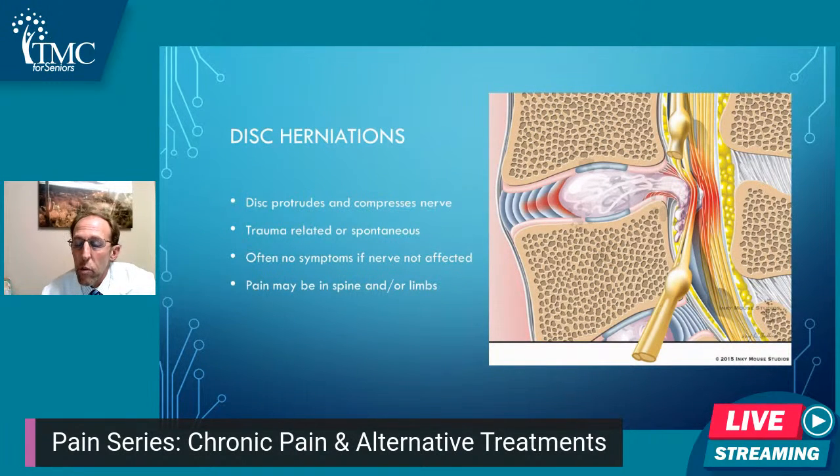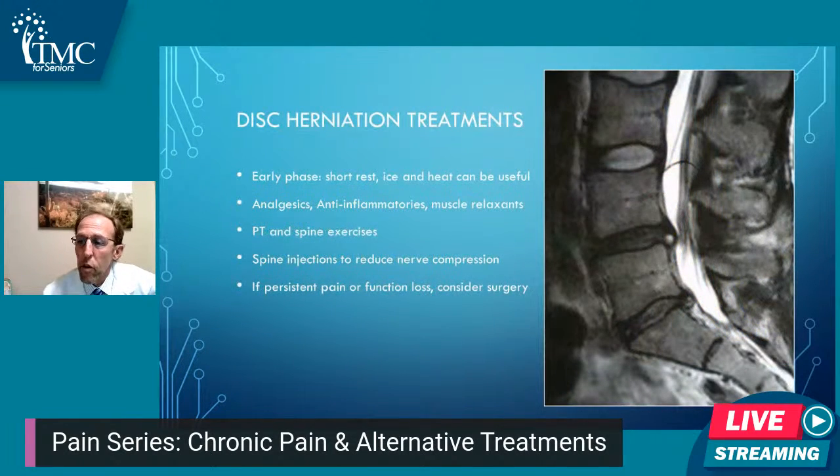Oftentimes this can occur without trauma, but patients do relate a fall or an injury many times to the onset of symptoms. Injection therapies can offer some relief for this, and in the acute phase can be quite helpful, along with physical therapy. Pain in the limbs is also indicative of nerve compromise.